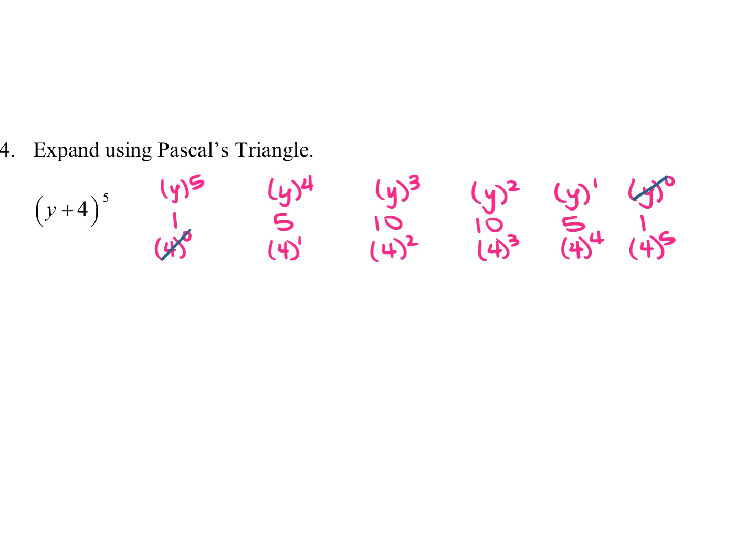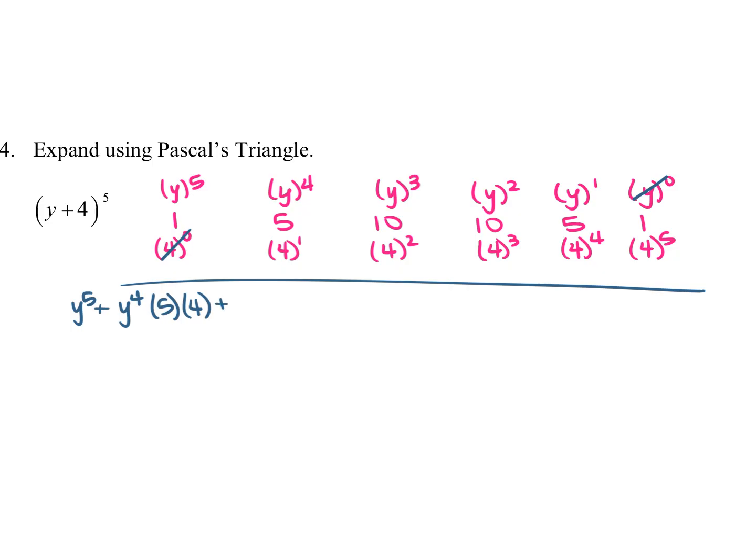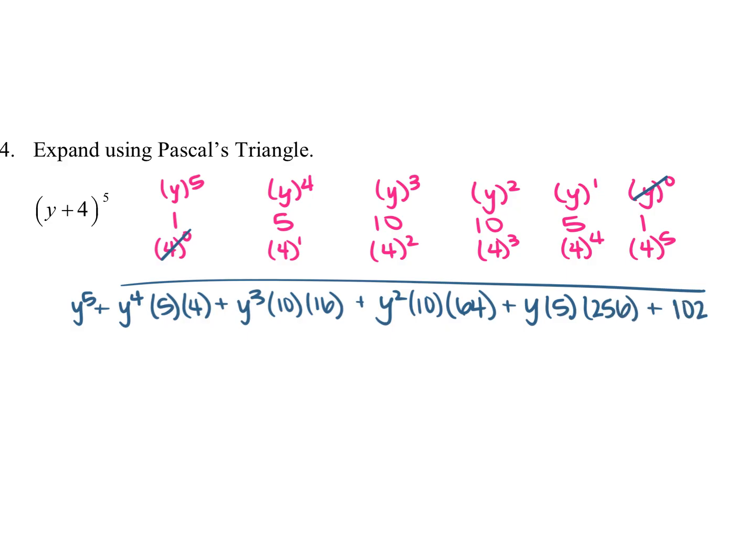Our y to the power of 0 and our 4 to the power of 0 can cancel out. We'll be left with y to the 5th plus y to the 4th times 5 times 4 plus y to the 3rd times 10 times 16 plus y squared times 10 times 64 plus y times 5 times 256 plus that 4 to the 5th power, which is 1,024.